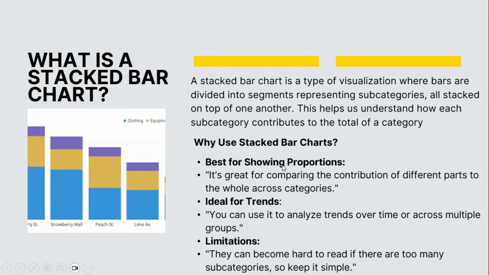Why use a stack bar chart? It's best for showing proportion. It's great for comparing the contribution of different parts of the whole across categories. You can use it to analyze trends over time or across multiple groups. They can become hard to read if there are too many subcategories, so you can keep it very simple.